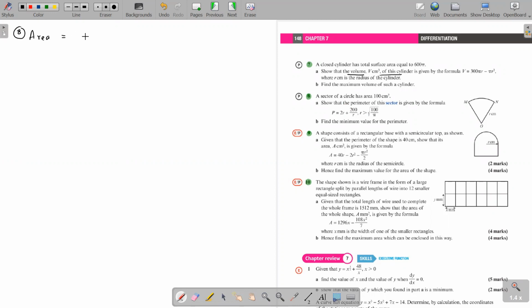The equation we use is half r square theta, where theta is in radians, right? This is the equation we use. Area is given to you as 100. Can you see? The area of the sector is 100. Half r square theta is unknown, right? We don't need to use pi r square. We can use directly half r square theta for the area of a sector.